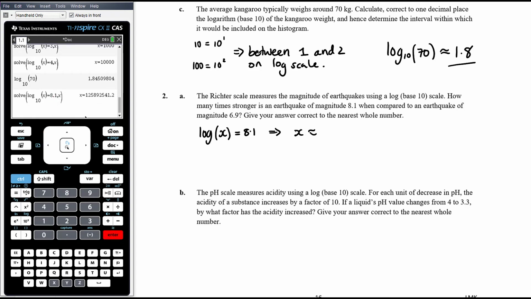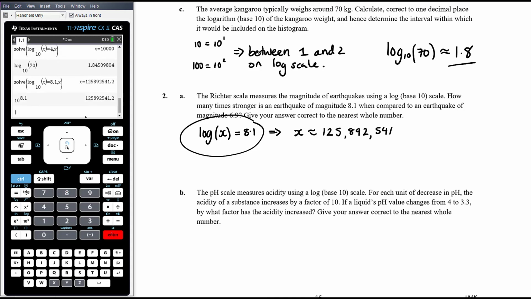Okay, so, 125,892,541. Just going to round that to the nearest whole number there, but I'm going to use the exact numbers in my CAS if I can. So it's about 125 million times the usual vibrations. As I said, if you know how your logs work, you don't need to get your CAS to solve that. To solve that, you're doing 10 to the power of 8.1. You can just straight away type that in.